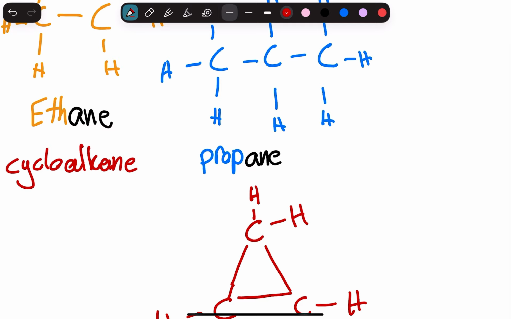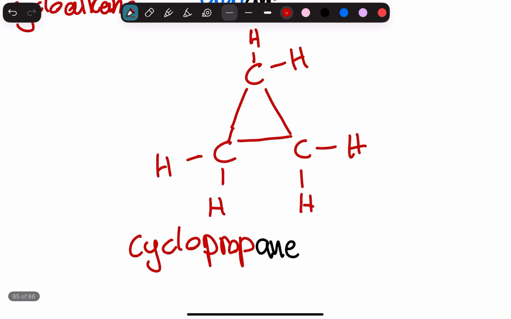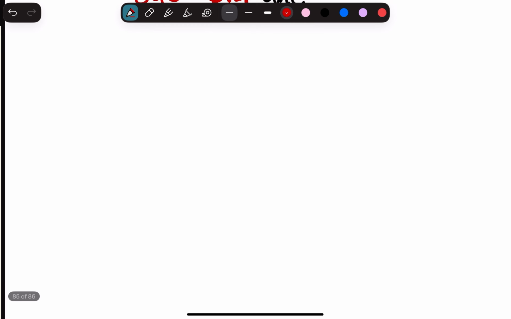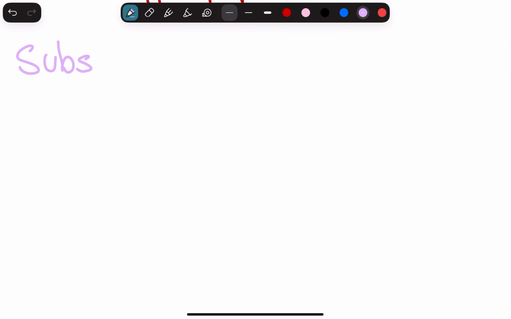So there is something that we call substituents, and this is going to apply to all of them, not only alkanes, but we'll get them started before we move on to the other ones. So a substituent is basically atoms, or a group of atoms, that are attached to the carbon chain. So imagine the carbon chain is like a Christmas tree. These are going to be our ornaments on the Christmas tree.